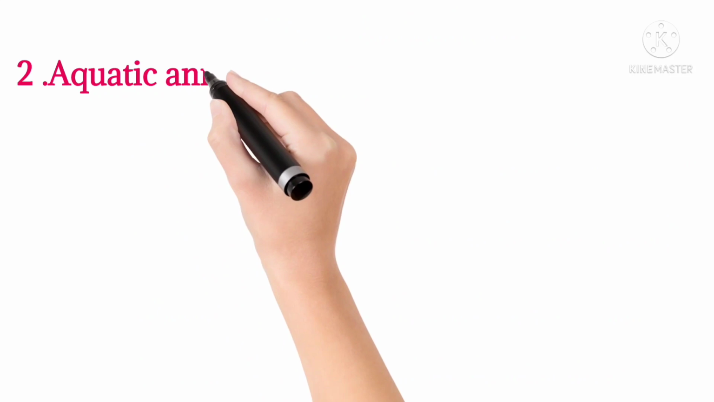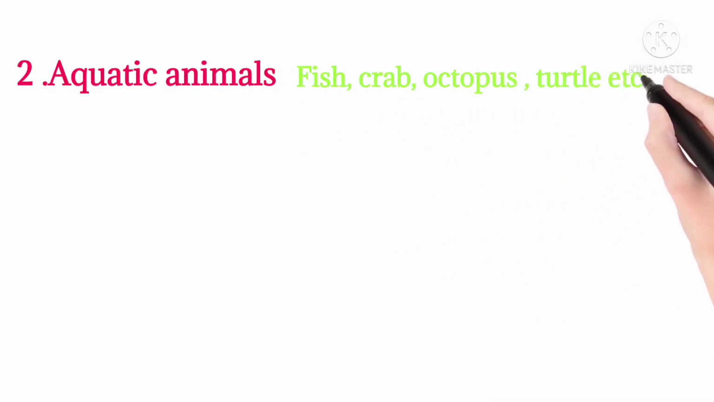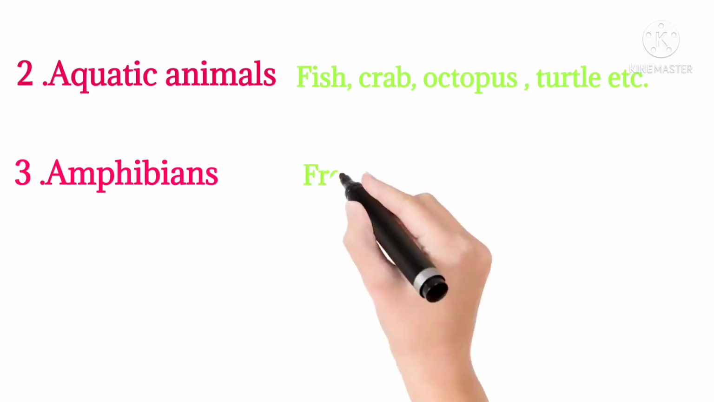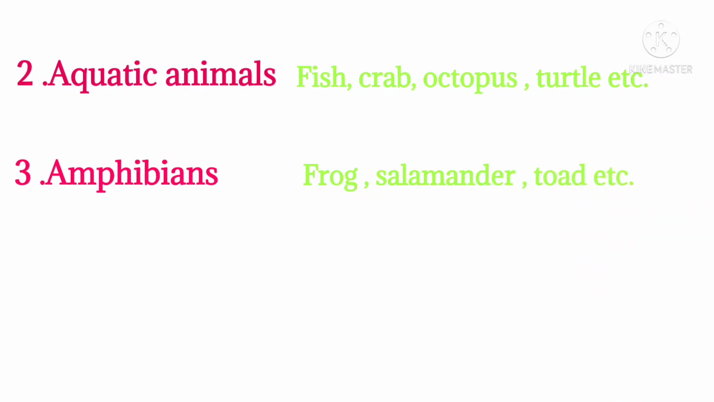Next, aquatic animals. Animals living in water are called aquatic animals. Example, fish, crab, octopus, turtles, etc. Third, amphibians. Animals that can live both on land and in water are called amphibians. Example, toad, salamander, frog, newt, etc.